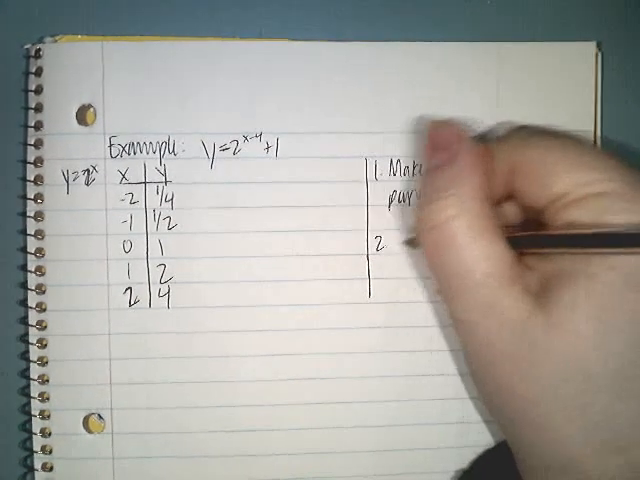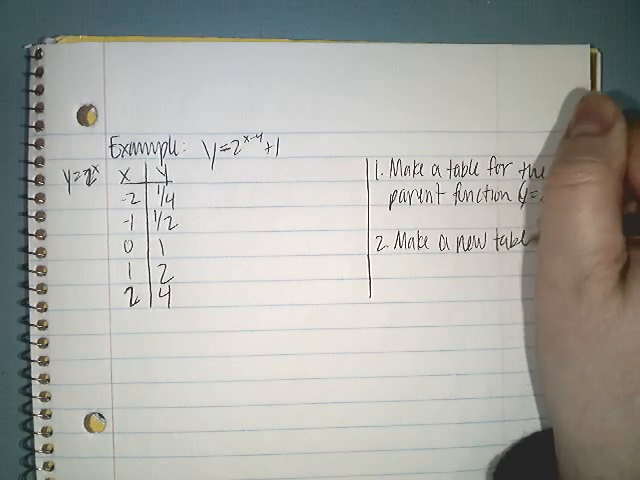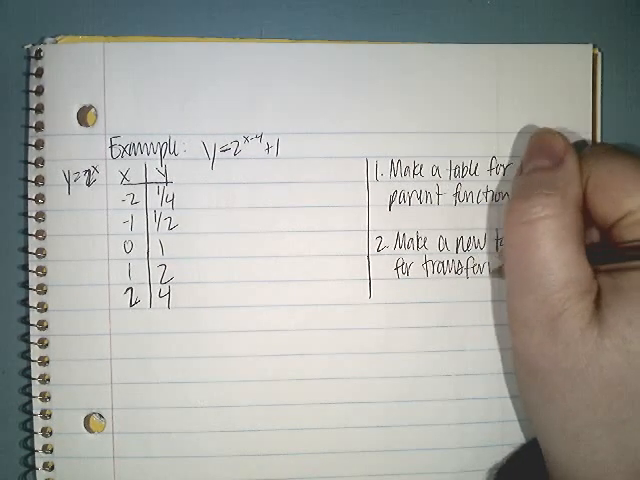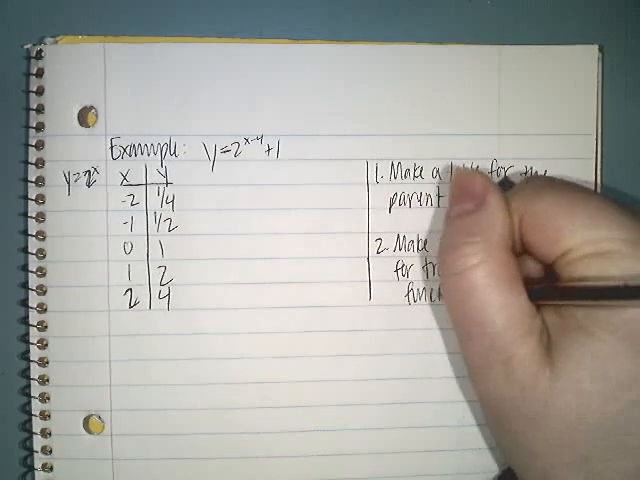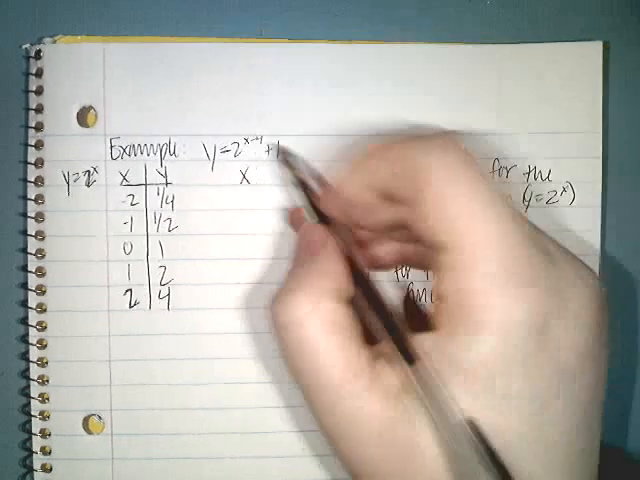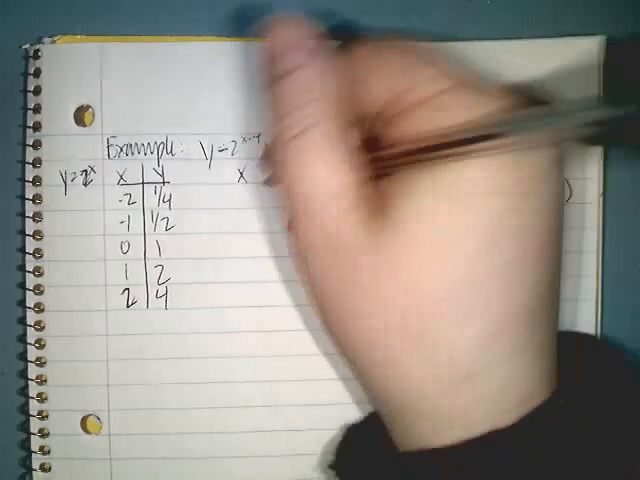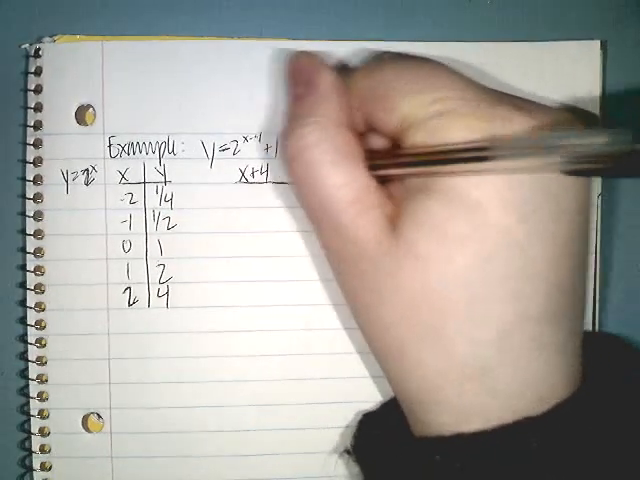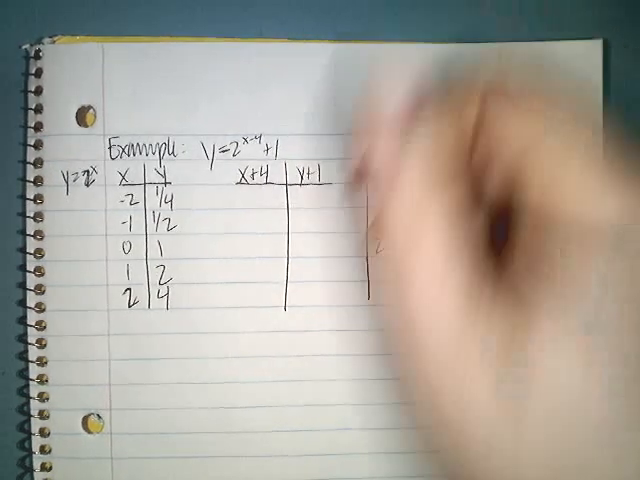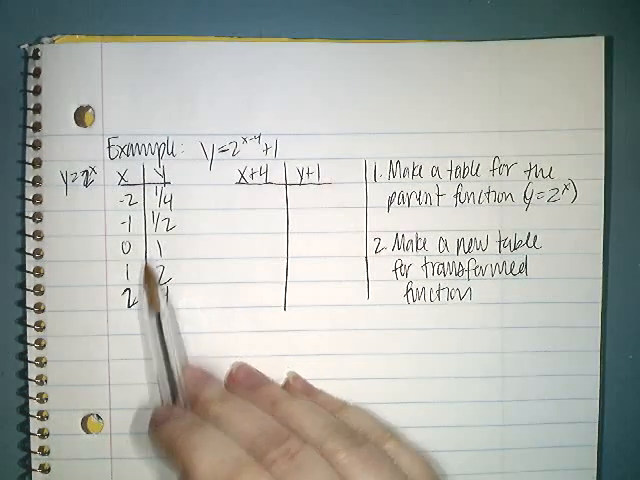So I'm going to make step 2, make a new table for the transformed function. And the way I'm going to do that is by taking my transformations and applying them to x. So x minus 4, what that's really doing is adding 4 and moving it 4 to the right. So I'm going to do x plus 4 here. And I'm going to do y plus 1 here. And this is going to be for my new function. So all I'm going to do is take my original values and then apply them here.